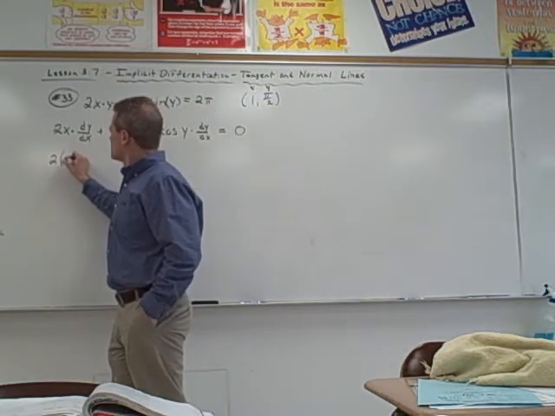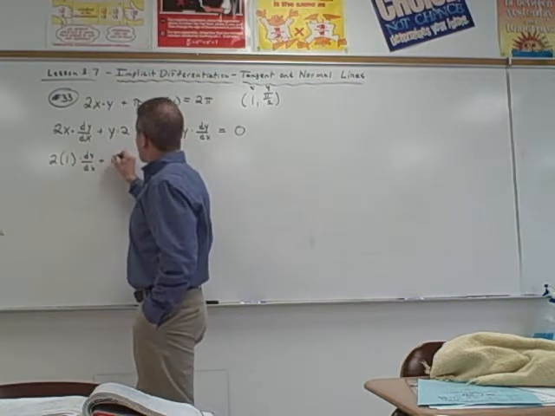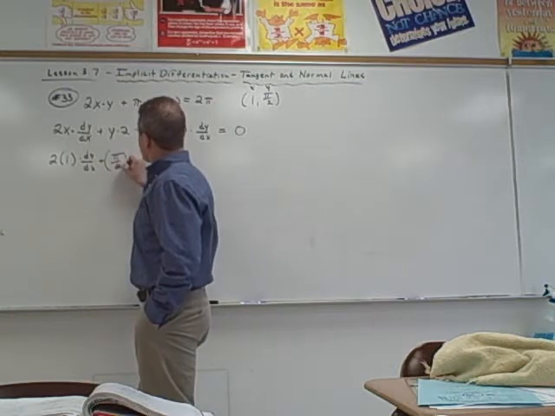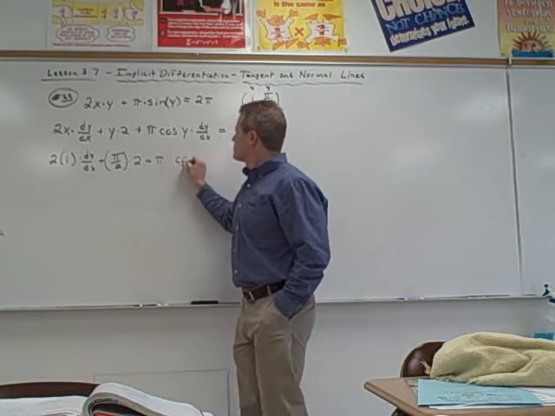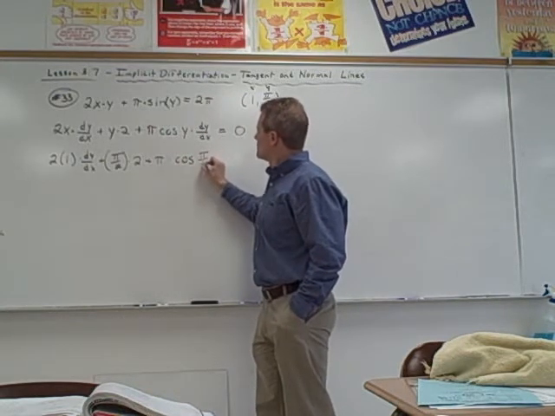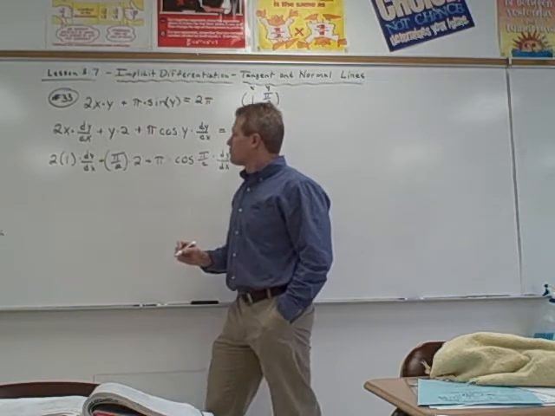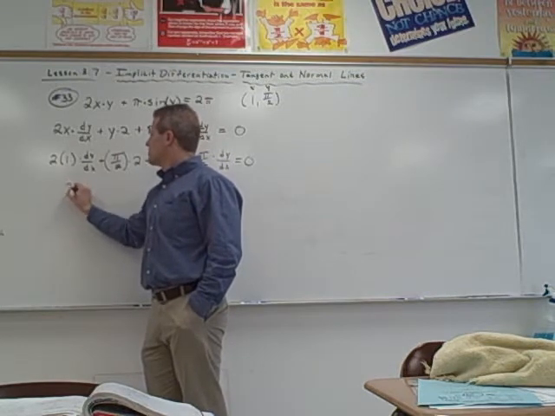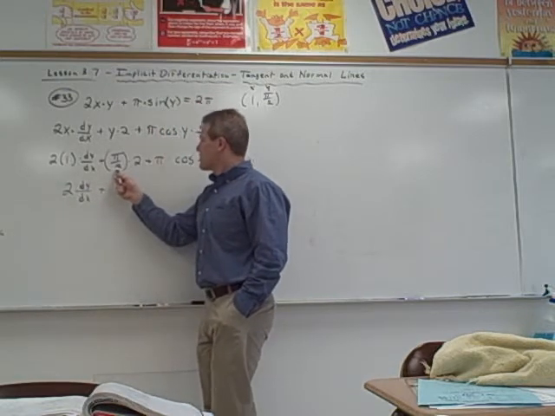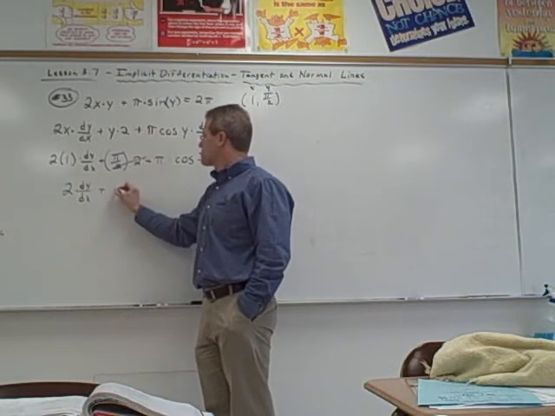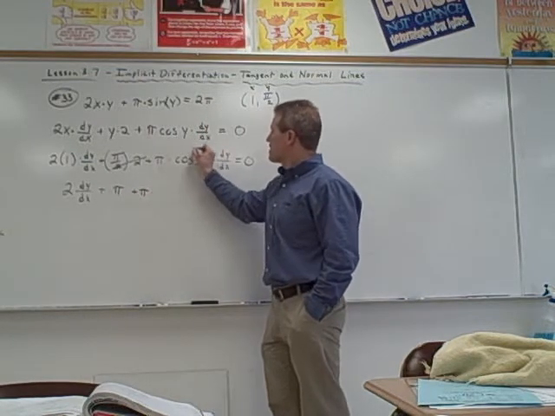So 2 times 1 times dy over dx plus pi halves for y times 2 plus pi times the cosine of pi halves times dy over dx equals 0. So this is going to be 2 times dy over dx plus, here if I multiply by 2 and divide by 2, these are going to cancel, so I'm going to have plus pi times the cosine of pi halves.